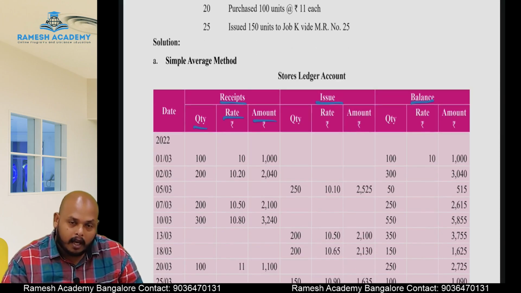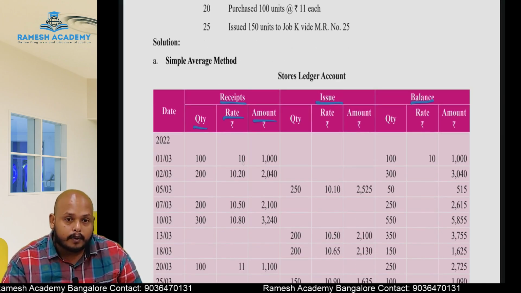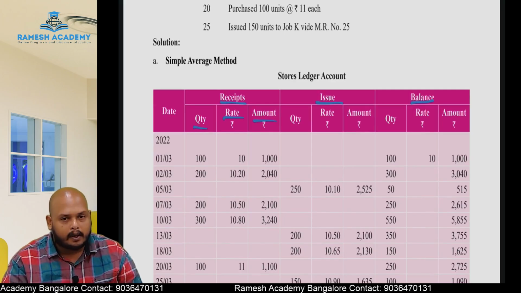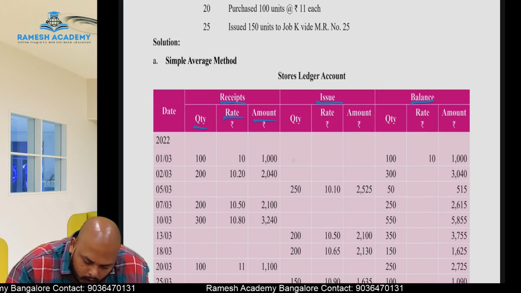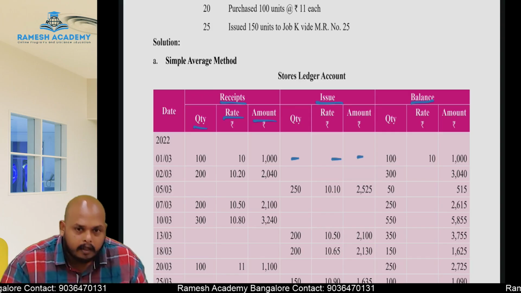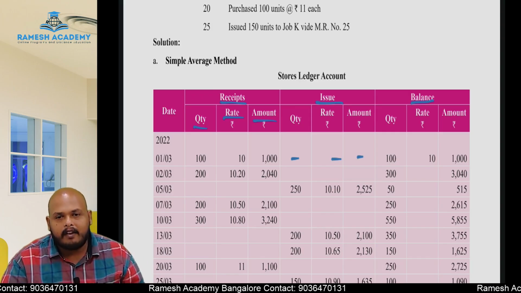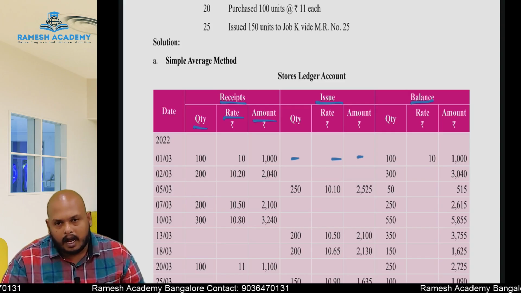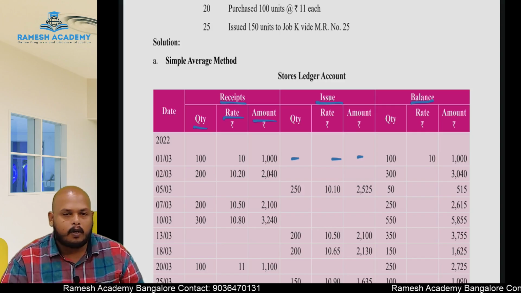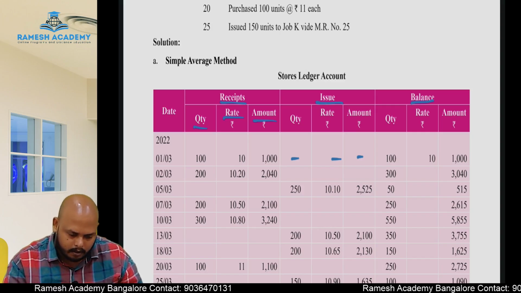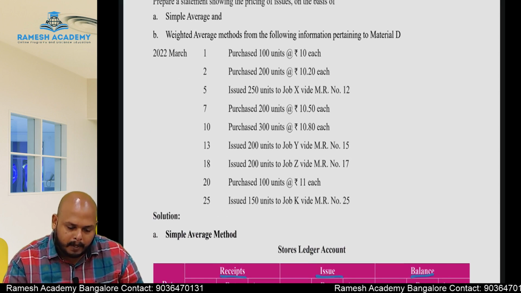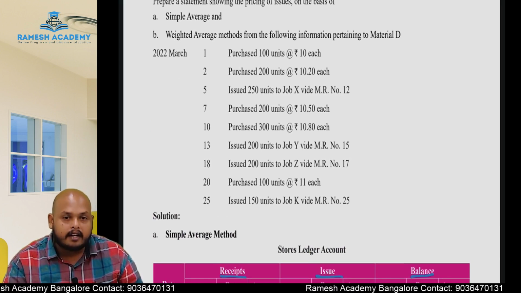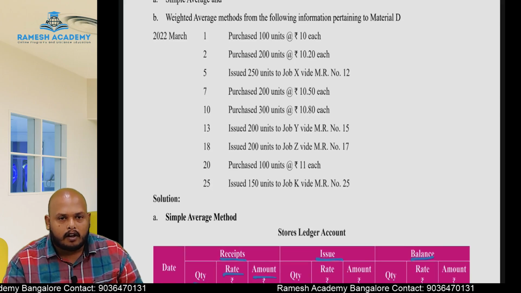So we have to write in the receipt column: 100 units, 10 rupees, 100 into 10, amount 1000. And in the issue column it will be nil. Again we have to write the same in the balance also. So what is the balance, Nana? 100 quantity, 10 rupees. What is the amount? 1000 rupees.